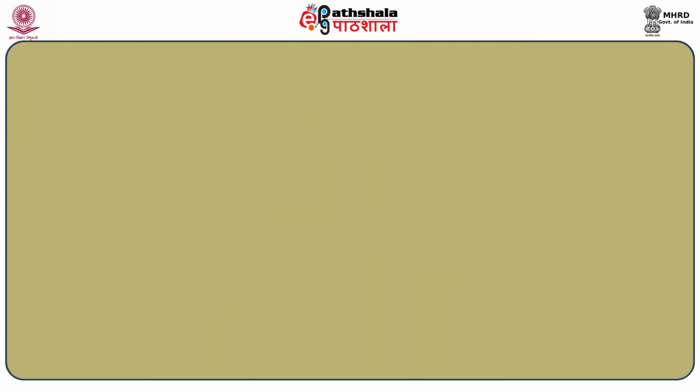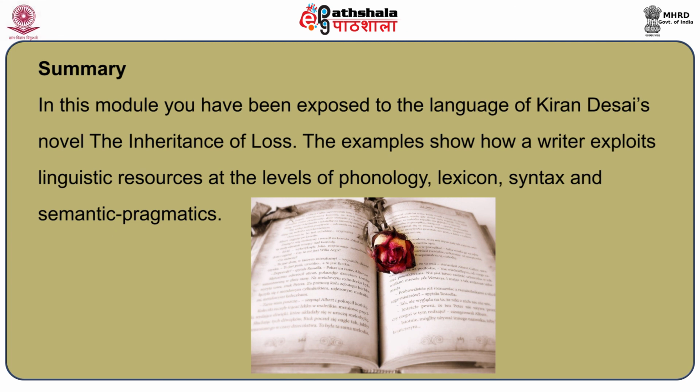Now, to summarize, in this module, you have been exposed to the language of Kiran Desai's novel, The Inheritance of Loss. The examples provided by no means cover the whole range of syntactic structures or the other structures, but they do reveal themselves to the reader through contextualized significances. We have seen that a writer exploits linguistic resources at the levels of phonology, lexicon, syntax, pragmatics. The text under analysis revealed repetition of phonological features or the singular use of onomatopoeic expressions. The lexicon also revealed repetitions and use of local words and the discourse in English.